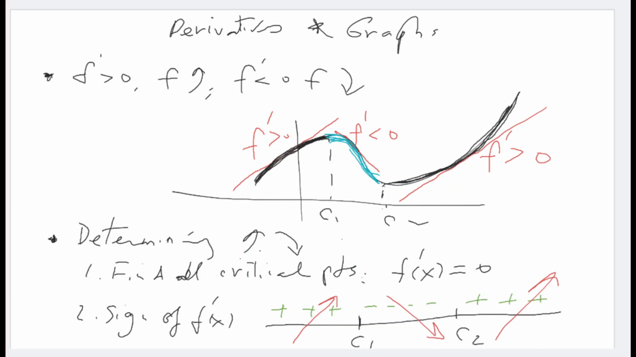We're going to discuss how derivatives of a function tell us different features of a graph of this function. Because derivatives are involved, this is considered an application of derivatives. All right, so the first thing we want to talk about is the increasing, decreasing behavior of a function.